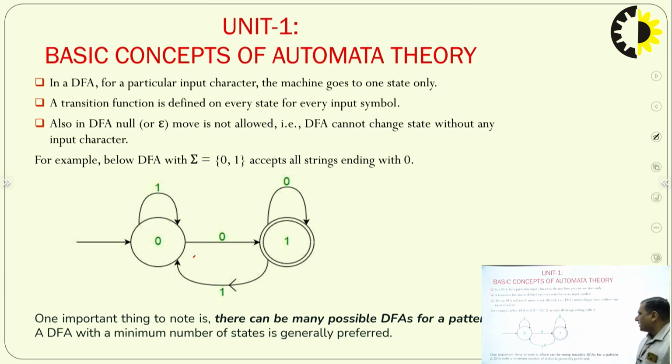One more important thing to note: there can be many possible DFAs for a pattern. एक ही लैंग्वेज के लिए हमारे पास मल्टीपल DFA हो सकते हैं, we can have multiple DFAs for the same language. But a DFA with the minimum number of states is generally preferred. तो जिस भी DFA के अंदर मिनिमम नंबर ऑफ स्टेट होंगे that will be the most preferred DFA, right?